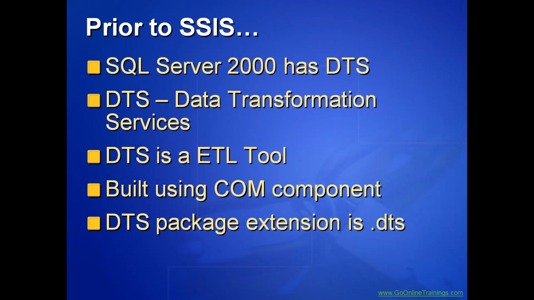Now, people may ask you, what was the first tool Microsoft had? You can tell them that this was the tool built using COM components. The DTS package extension is .dts. Before .NET came, people were using COM languages. COM stands for Component Object Model. COM is not a language. COM is a model. You can say a set of rules.